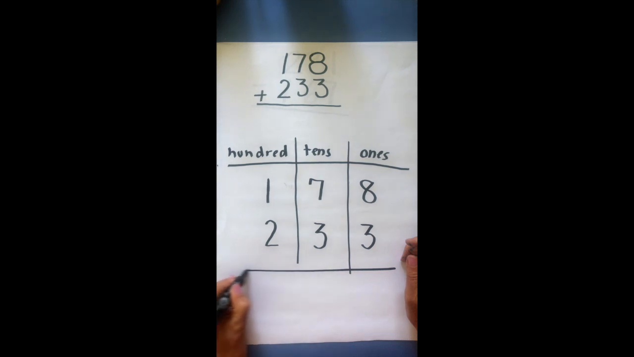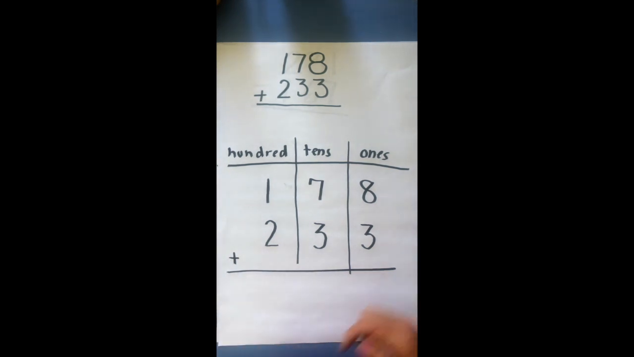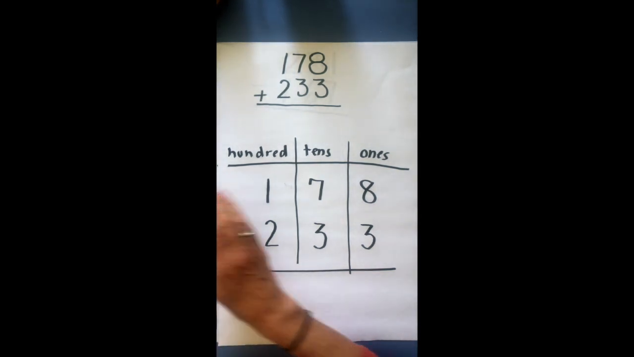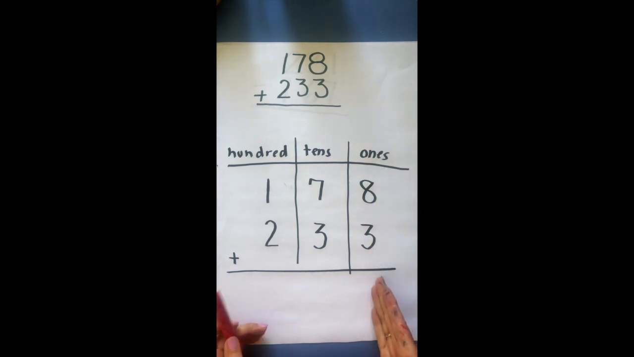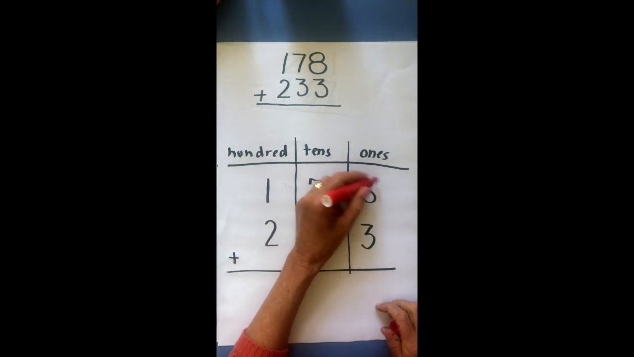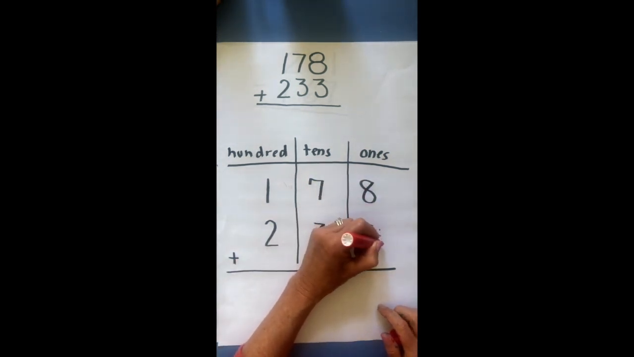So now I'm just going to do this using the traditional method, but you'll see how similar it is. I always go to my ones place first, and I'm going to add those up. So first I always start with the biggest number, 8, 9, 10, 11.